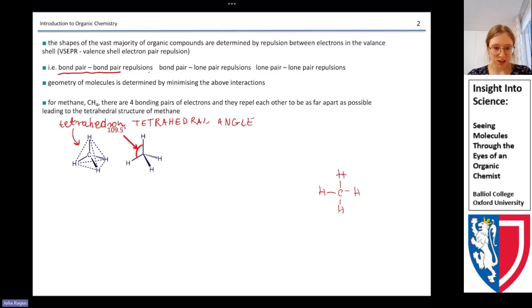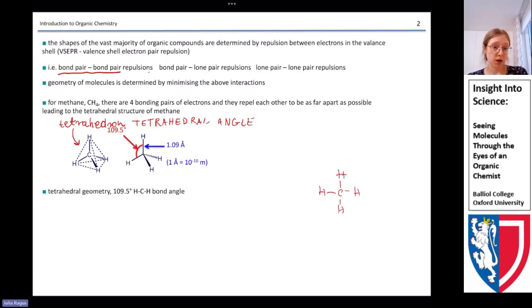Interestingly, in methane, we also have a, oh, it's not showing up. Okay, let's see what I can do. Perfect. Interestingly, in methane, the carbon-hydrogen bond length is 1.09 angstroms, where an angstrom is 10 to the minus 10 meters. So it's quite a similar value to the 109.5 degrees.